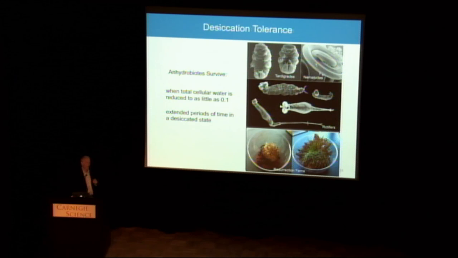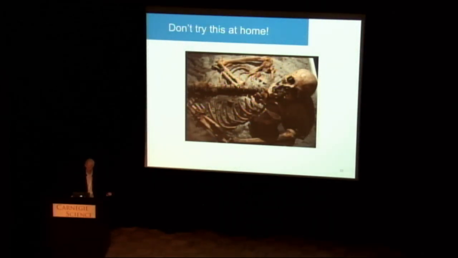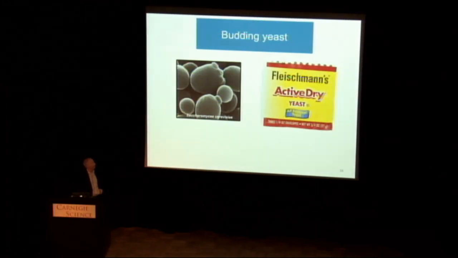So I figure this is something profound. If we can figure out how they do it, we'll learn something essential about life and about how organisms and cells work. So the question is, okay, that's the topic you want to try. You've got to pick an organism to work on that is going to be useful. So it was pretty obvious humans was not such a good idea. Okay. So instead of that, we turn to budding yeast.